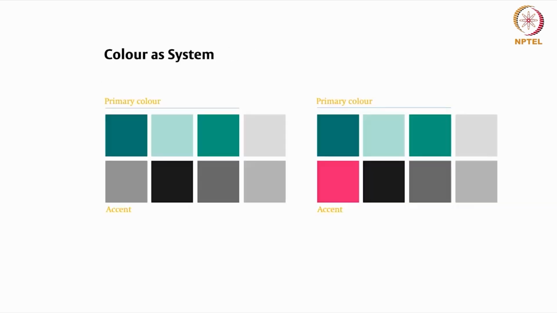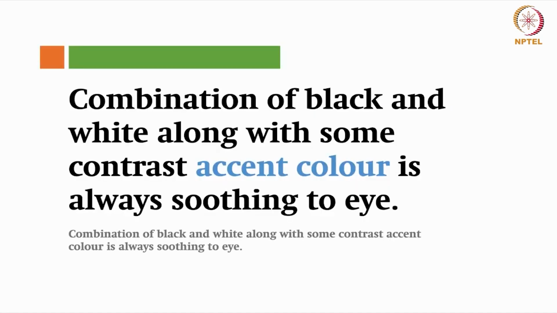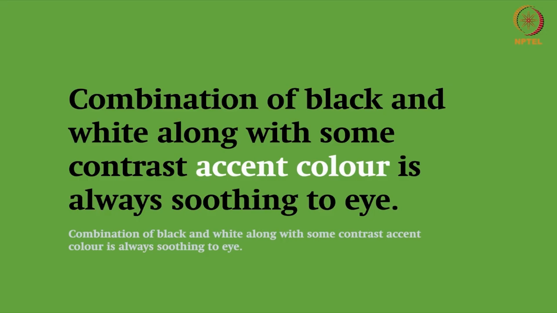Another thing is looking at color as a system. You have to decide your primary color, secondary color, accent color. For example, a combination of black and white along with some contrast accent color is always soothing to your eyes. So you always make a combination so that you can make the design a little interesting in terms of creating a visual impact. Or if the background color is changed, accordingly the primary, secondary or accent color also changes.